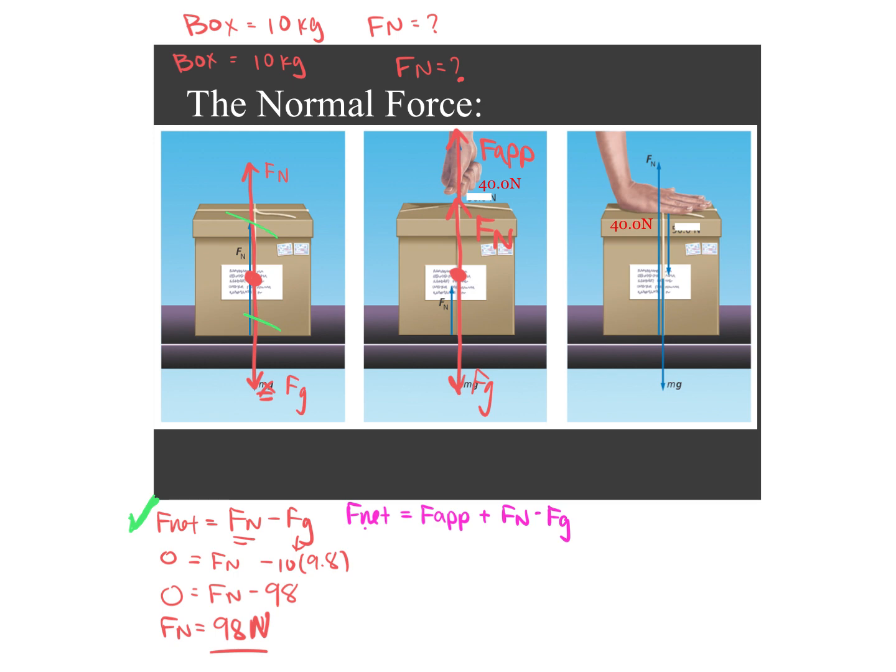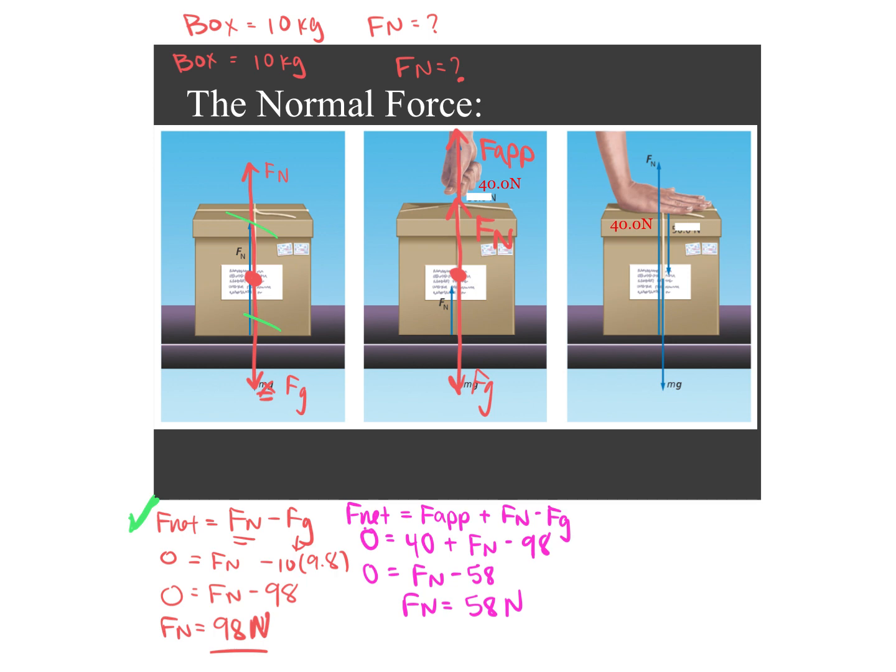Okay, so let's keep going here. Is my object accelerating vertically? No. So net force is 0. Applied force is 40. I'm solving for the normal. My FG didn't change, did it? Because my box still weighs 10 kilograms. So in this case, I would say 0 equals Fn minus 58. So my normal force is equal to 58 newtons.